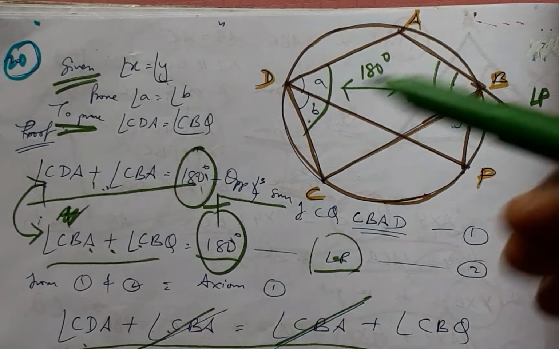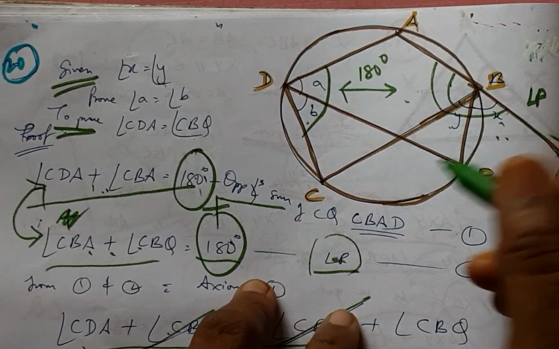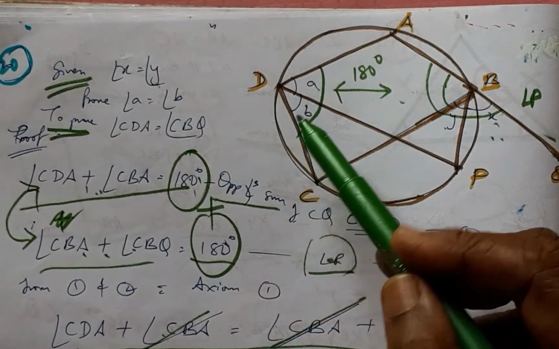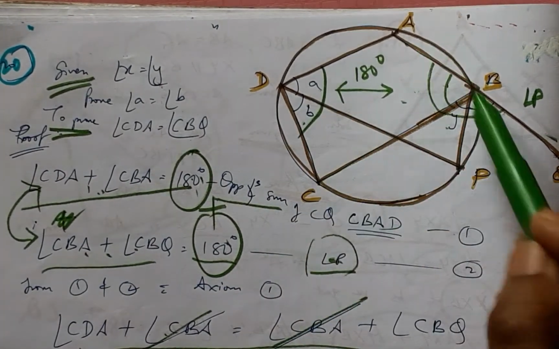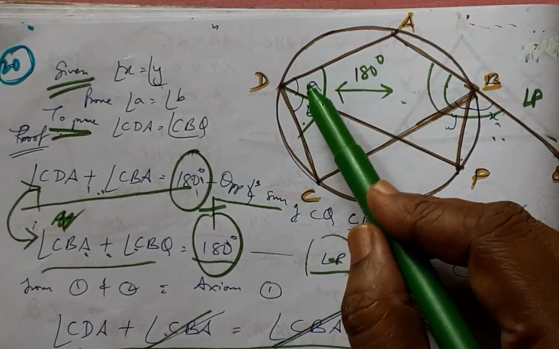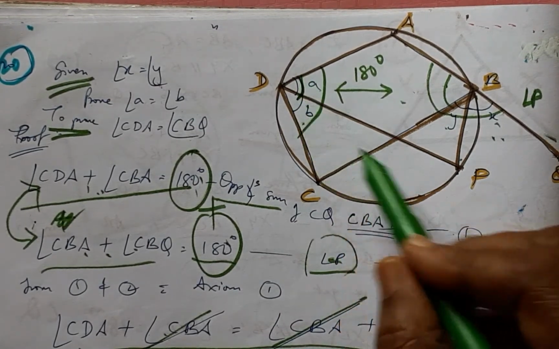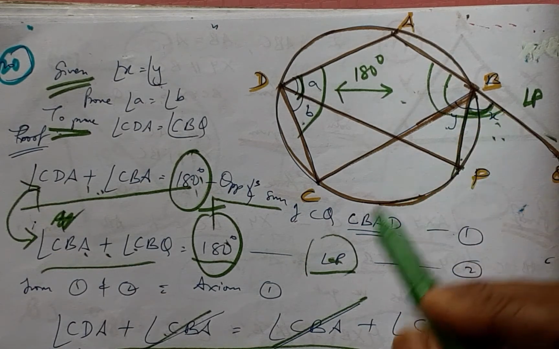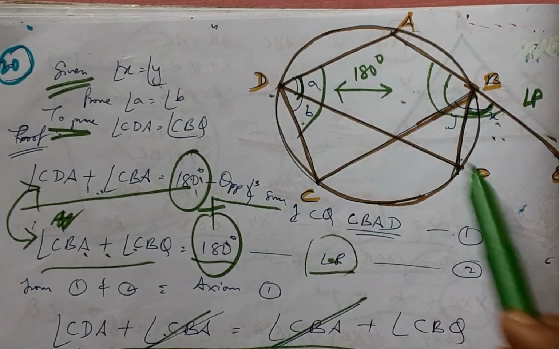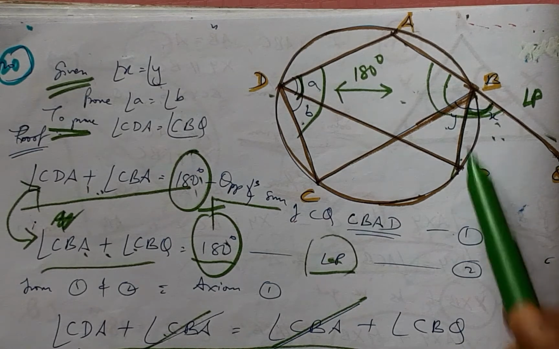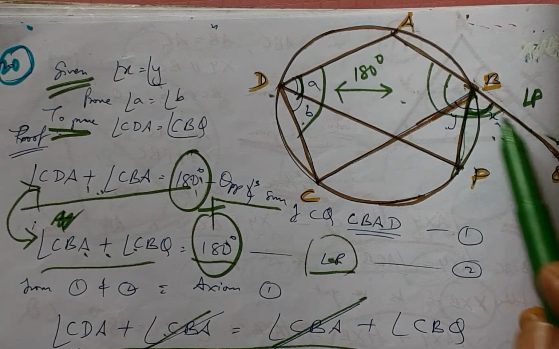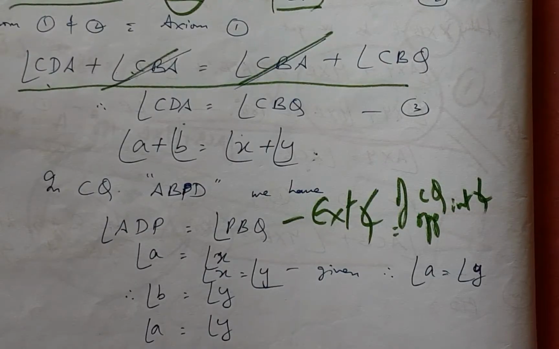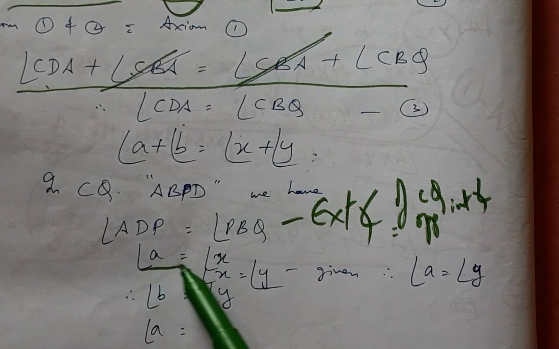And we know that for a cyclic quadrilateral, the external angle is equal to the opposite interior angle, and you can see that in this ABPD cyclic quadrilateral, this angle A is equal to the external angle X. Therefore angle ADP is equal to angle PBQ, this being the external angle, and therefore A equals X.